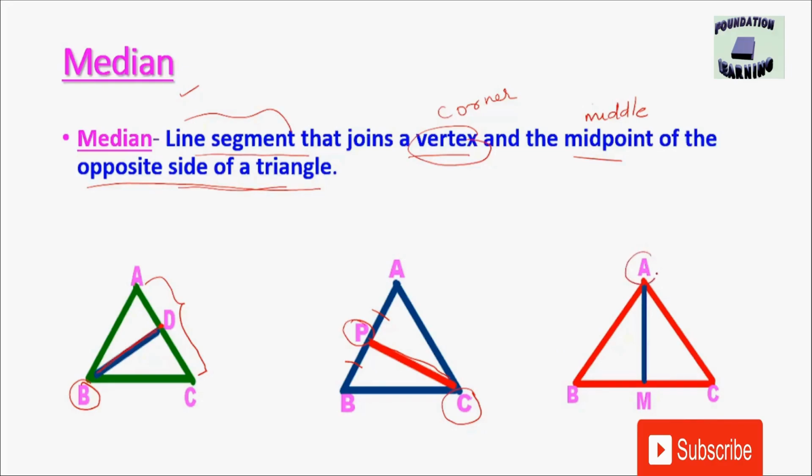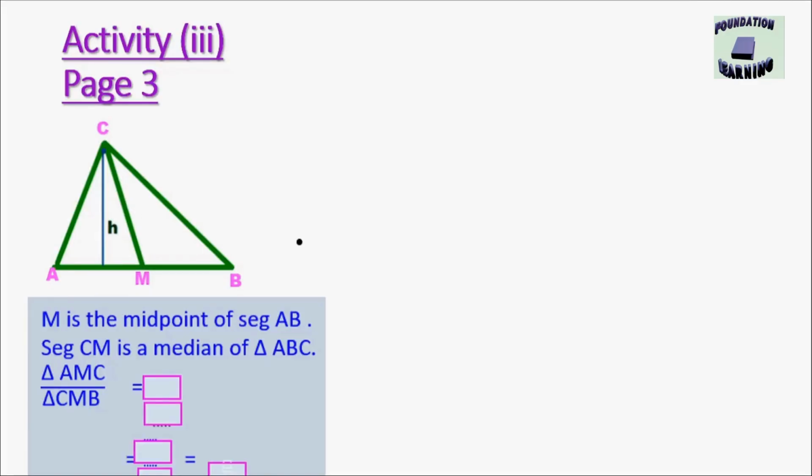The third example, you have vertex A, you have the opposite side BC, and this is the median which is joining this midpoint M. So I hope you have understood what is median. Median is a line segment that joins a vertex and the midpoint of the opposite side of a triangle. Let's take the next activity, which is the third activity.